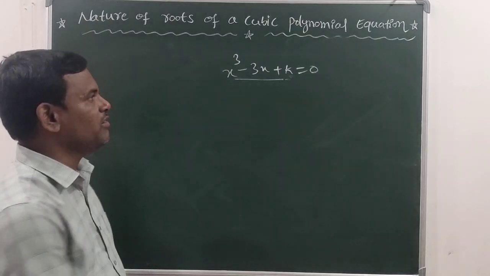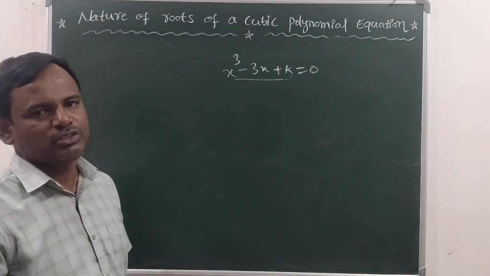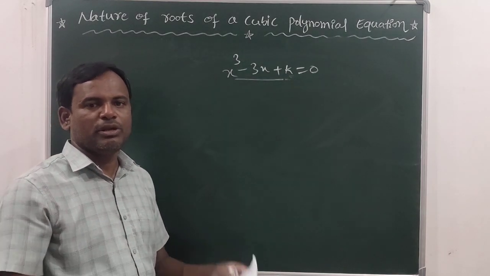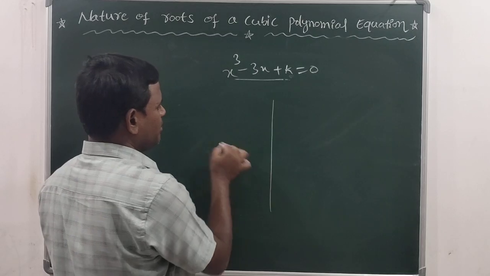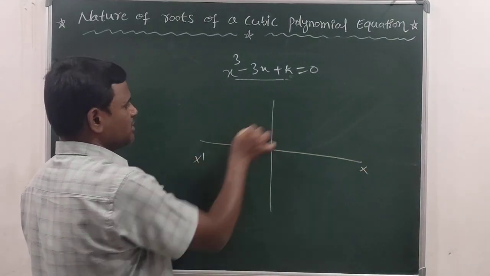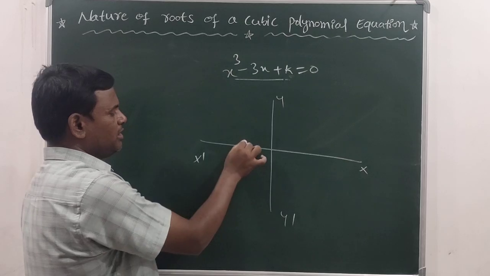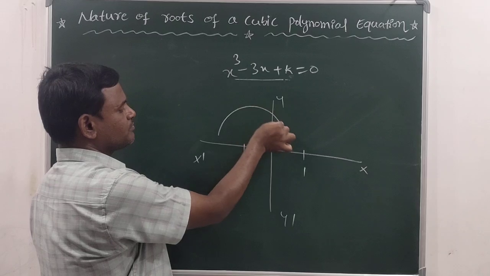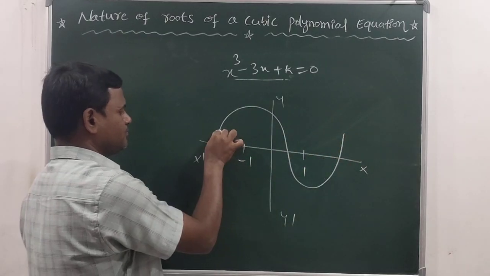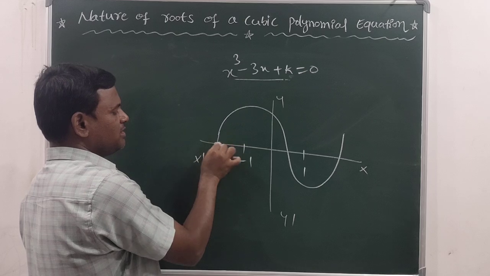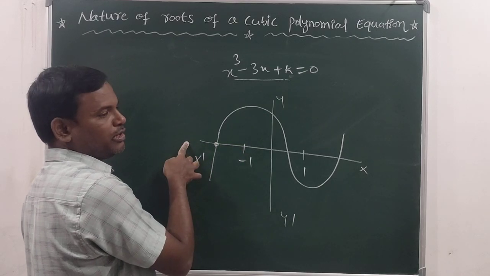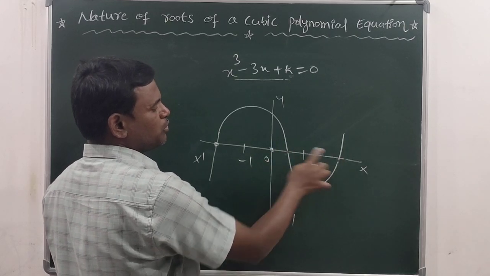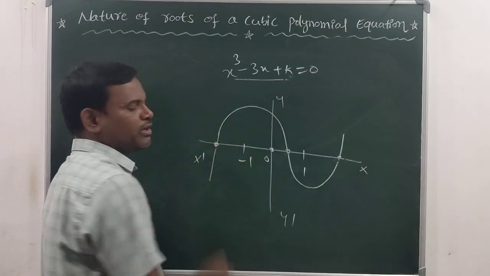Now, one root is negative and two are positive. Next question: find the interval for k such that one root is negative and the remaining two roots are positive. This means you get a diagram like this: x, x dash, y, y dash. Here it is -1, here it is +1. You get the graph like this. Here it is intersecting in the negative portion, meaning a negative real root. Here, in the positive direction of the x-axis, it intersected at two places, meaning two positive real roots and one negative real root.